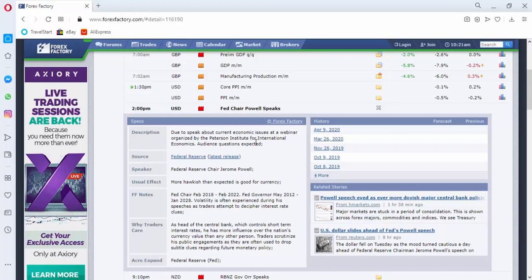So the points we have marked out will be very good ones for us to make some money off USDCAD today. So let's take advantage of all these opportunities. Let's make some money off USDCAD today.